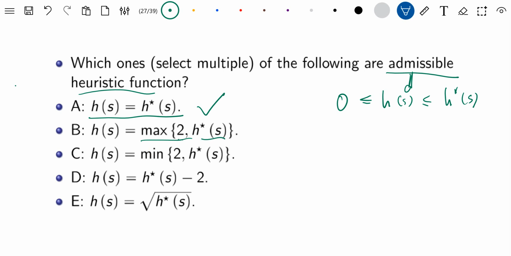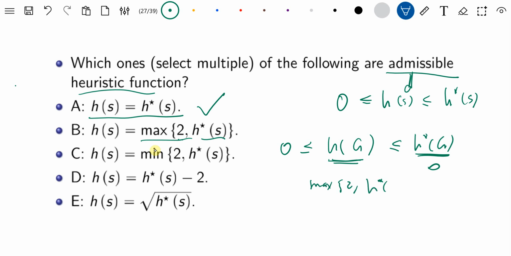For these questions, a trick is to always find h of g first. If this is between h star of g, which is always 0, and 0, then very likely it's going to work. So here, h of g is the max between 2 and h star of g, which is 0. Max of 2 and 0 is 2, and 2 is not between 0 and 0, so this is not going to work. So let's try this one, the minimum between these two.